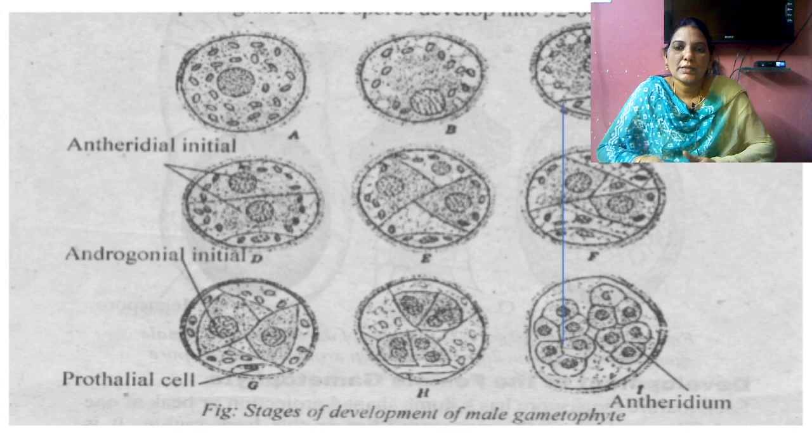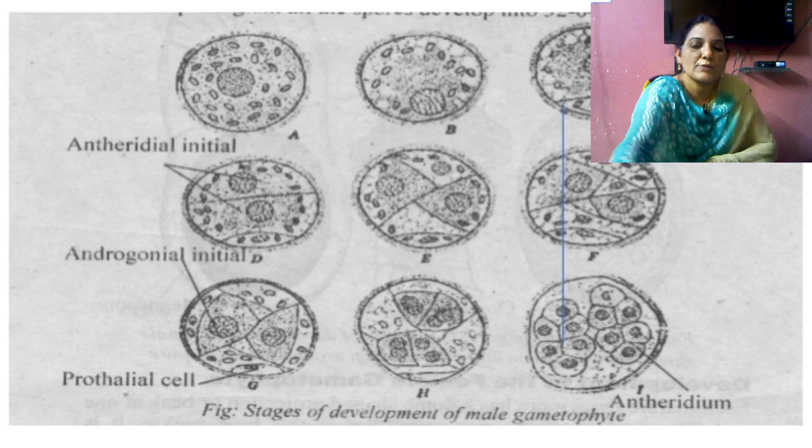So on complete formation of the antheridium, the jacket cells rupture, and the androspores enter into the water, and they swim for some time with the help of flagella, and they search for the archegonium. And coming to the female gamete, here the megasporangium produces megaspores, and each megaspore forms one female gametophyte.